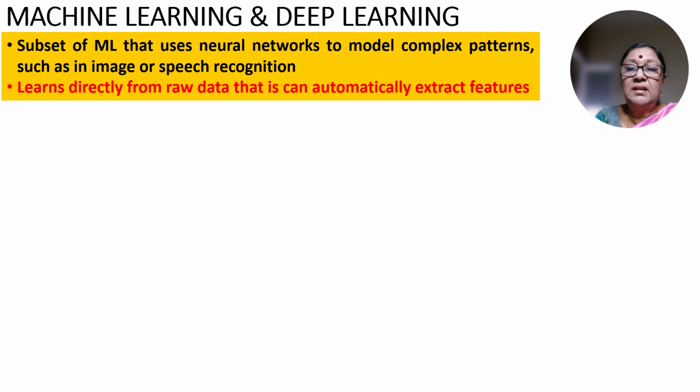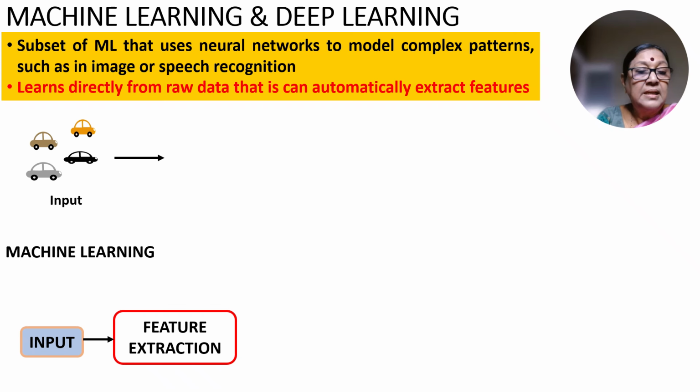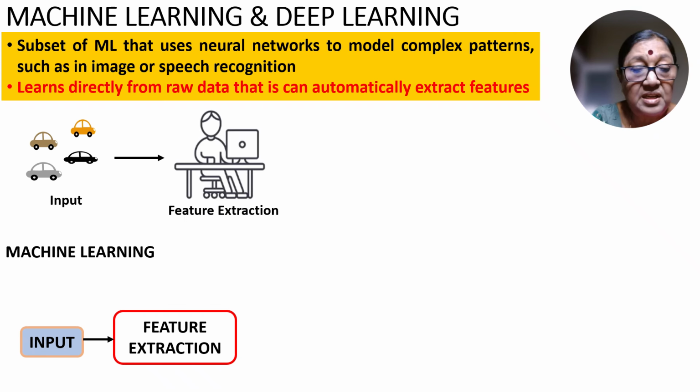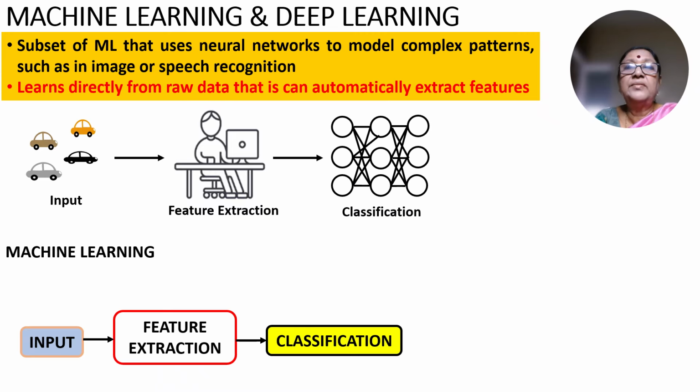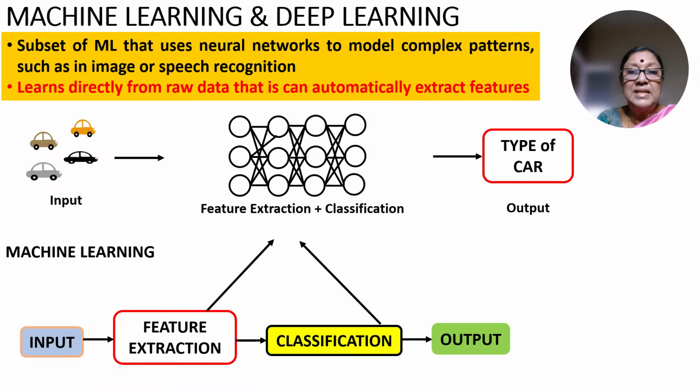So let's first look at the machine learning flow from this perspective. You have machine learning, you give it input. In this case, we are giving it the type of cars, and you have to carry out feature extraction. Listen to this carefully. In this feature extraction, it is humans who decide what features to consider, which means it is human engineered feature extraction. And once you do that, it goes to a model. Here we are using a classification model, and it gives output. In this case, it gives the type of car.